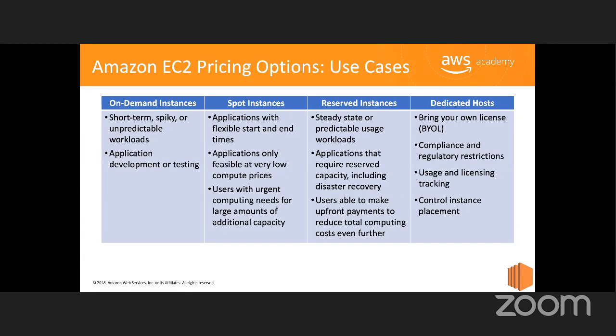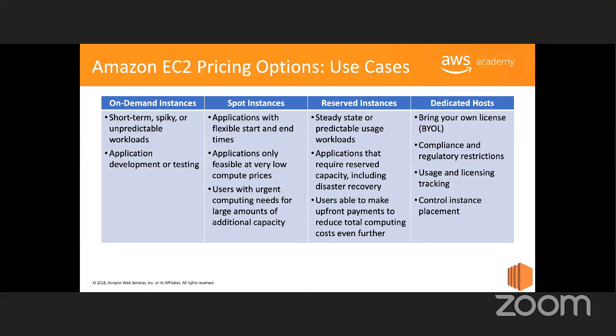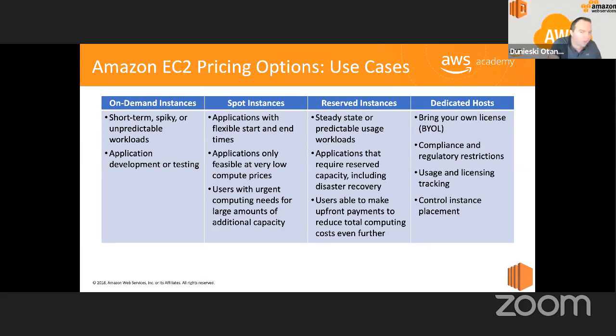Are you reading the use case? With the other guys, you cannot stop and end flexibly. If you want to stop or start it flexibly at flexible times, that is spot instances. So it has its benefits, right? It has very low compute prices because you save up to 90%. Also, if you need additional capacity on top of what you have already, spot instances is a good bet.